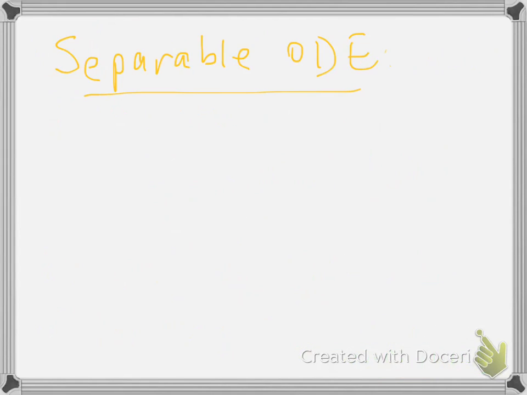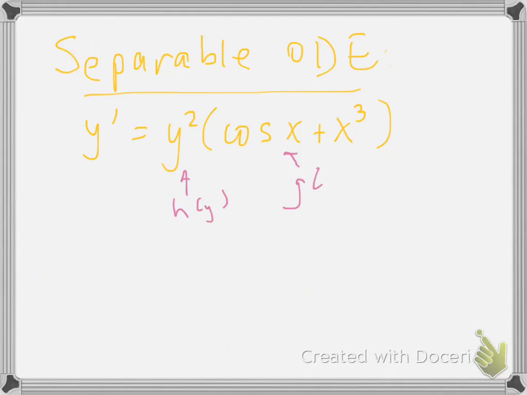So first, let's make sure we can write down examples of a separable ODE versus non-separable ODE. So take a second, write one down. Here's what I came up with. y prime equals y squared times cosine x plus x cubed. So my y squared is my h of y, and cosine x plus x cubed is my g of x.